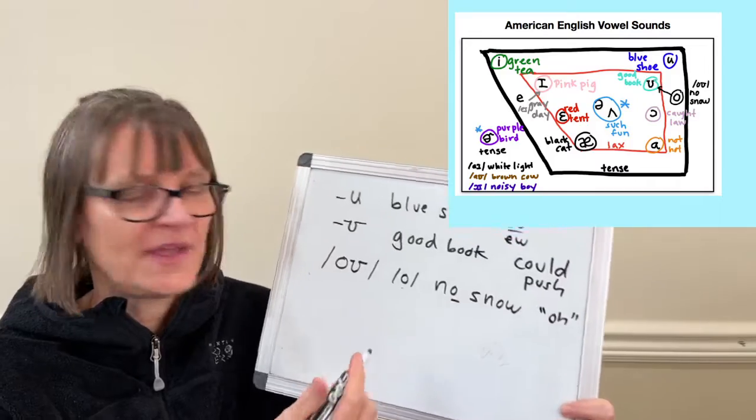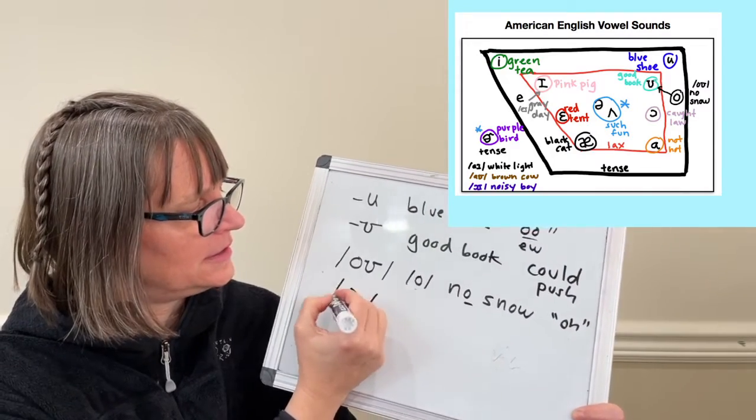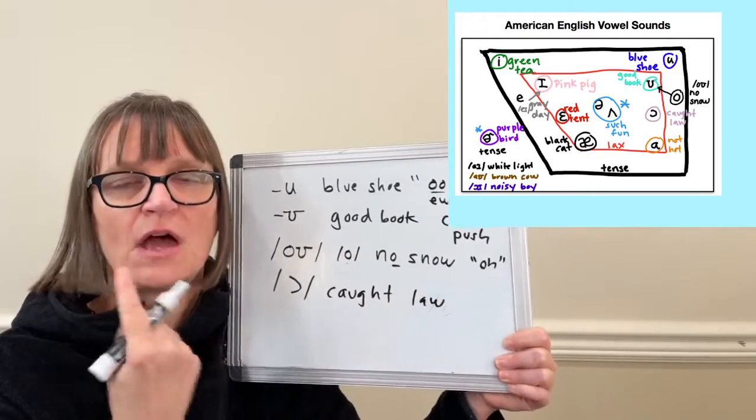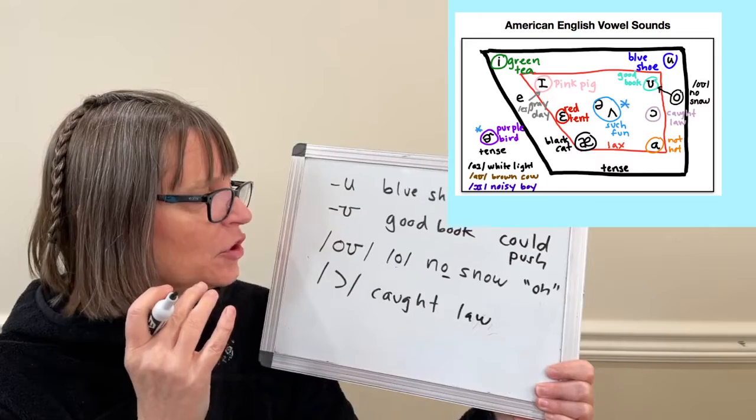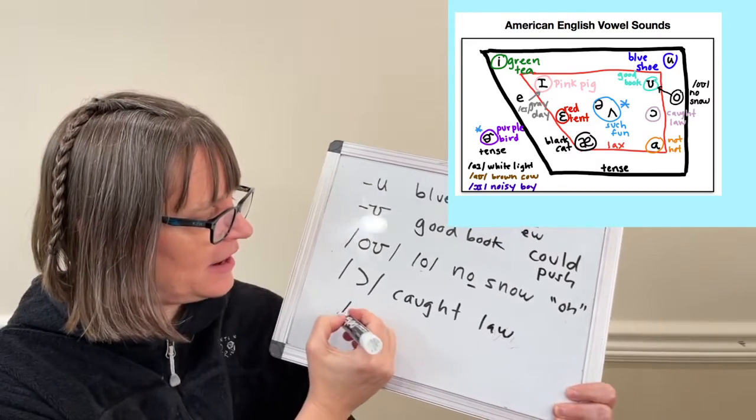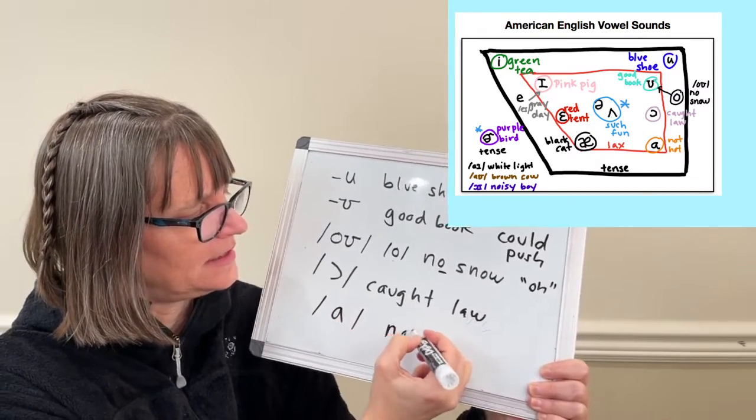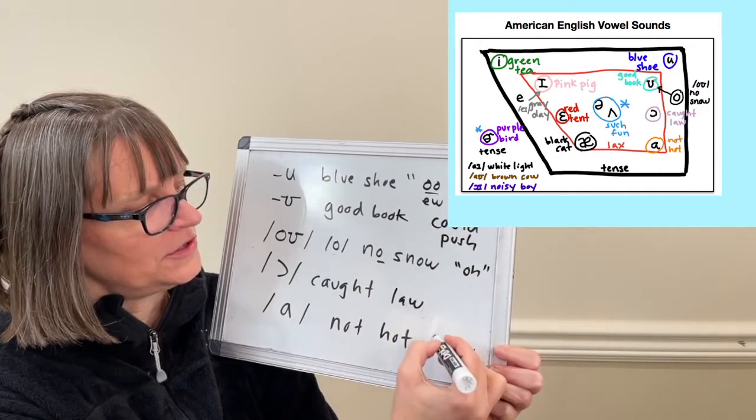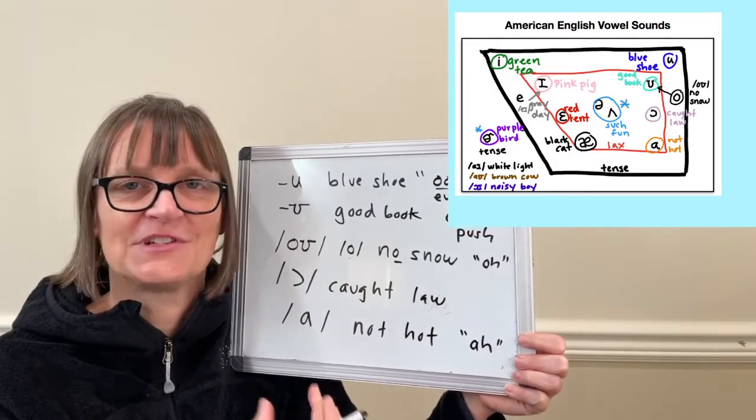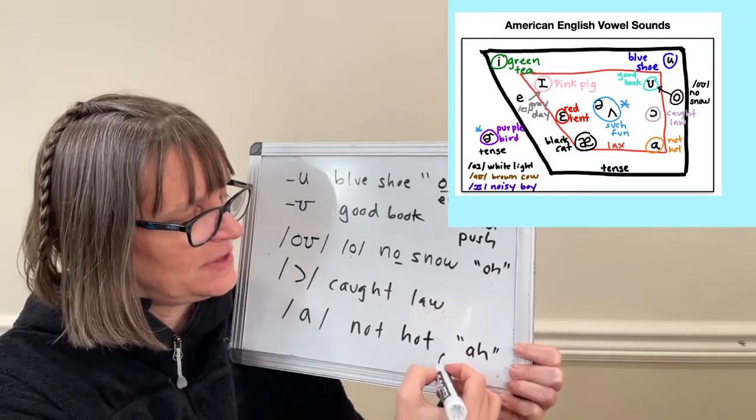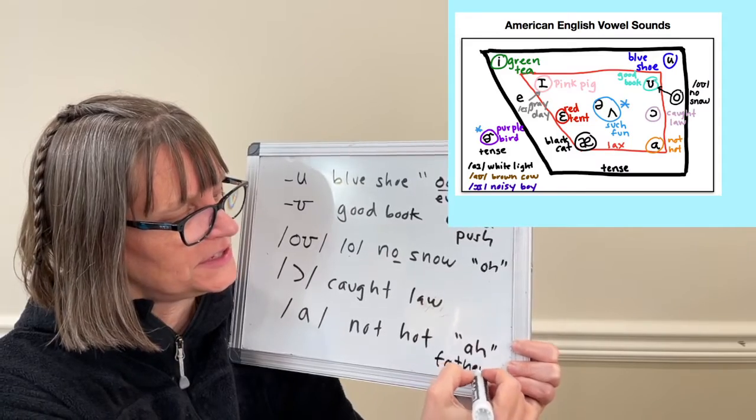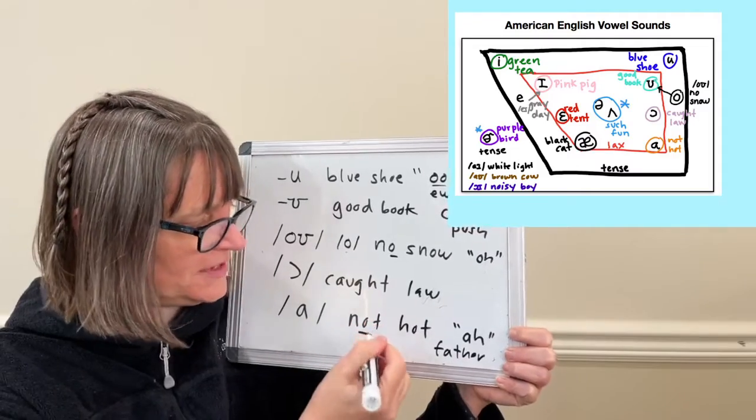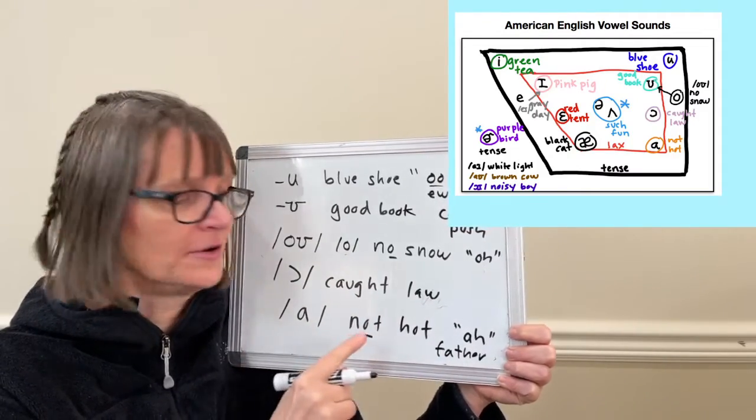Okay, also in the back, we have our aw vowel, like in caught law. This one is rounded but lax, and it's a little bit more open than our O. And finally, we have our ah vowel, like in not hot. I spell this one, or write it in alternative spelling, with AH because many languages have letter A for ah. We do have a few words like father or pasta that we spell the ah vowel with letter A. Most of the time, however, we spell the ah vowel with letter O.